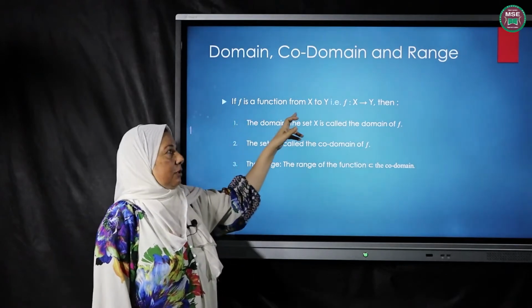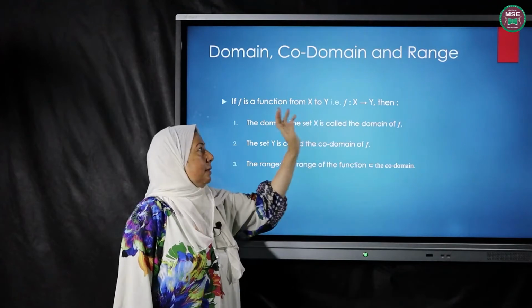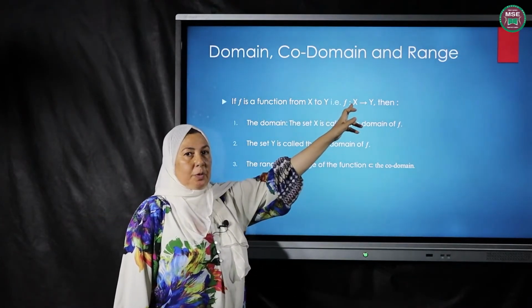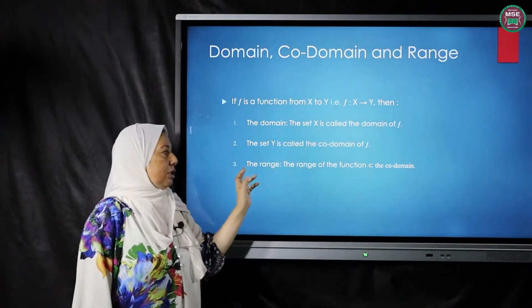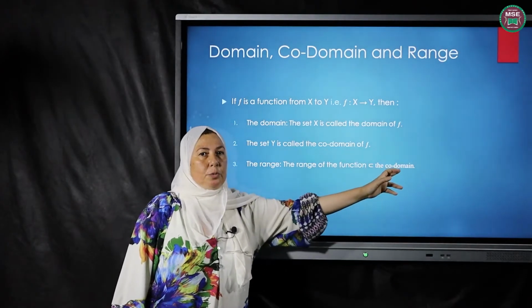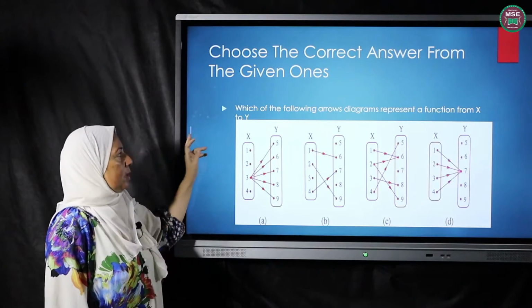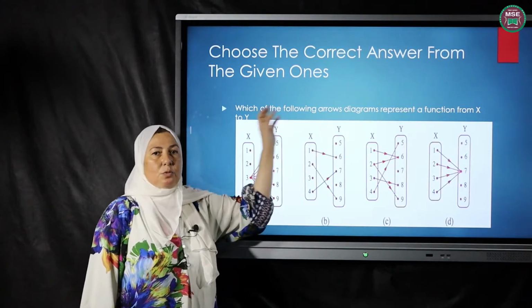If f is a function from x to y, a relation between two sets, then x is said to be the domain, y is said to be the codomain, and the range is a subset of the codomain. For example, which of the following arrow diagrams represent a function from x to y?